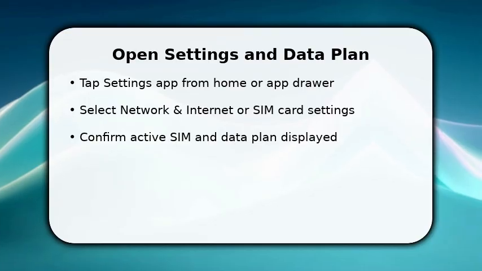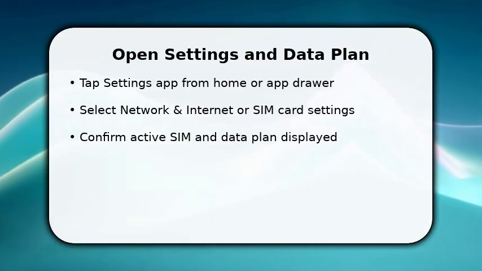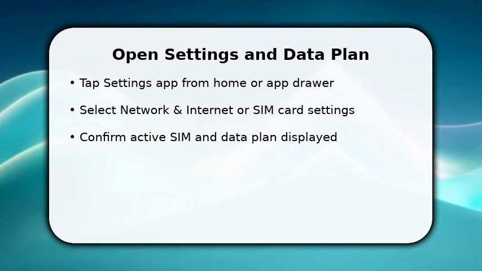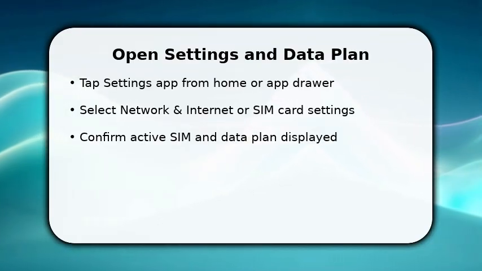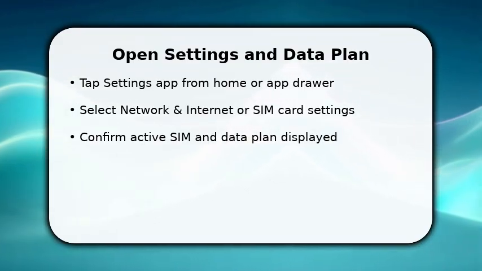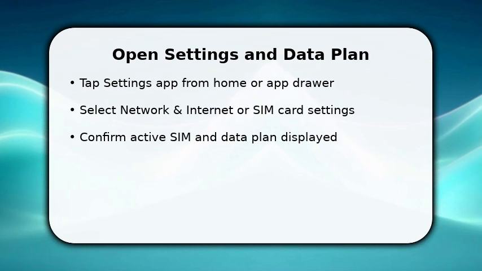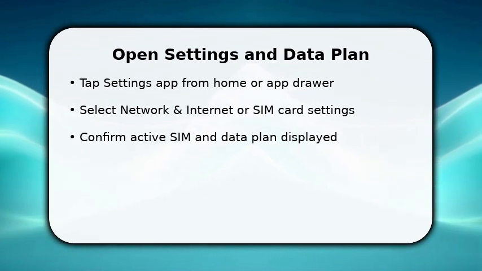You want to see the mobile data toggle and the carrier name. If the toggle is off, turn it on now so usage counters begin updating. These initial steps ensure the phone is reporting the right account and prepares you to review detailed usage.